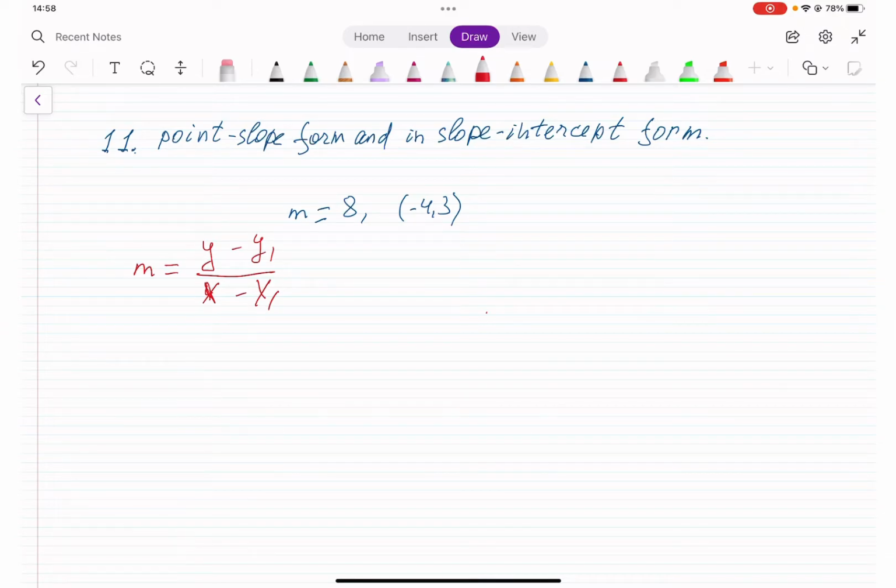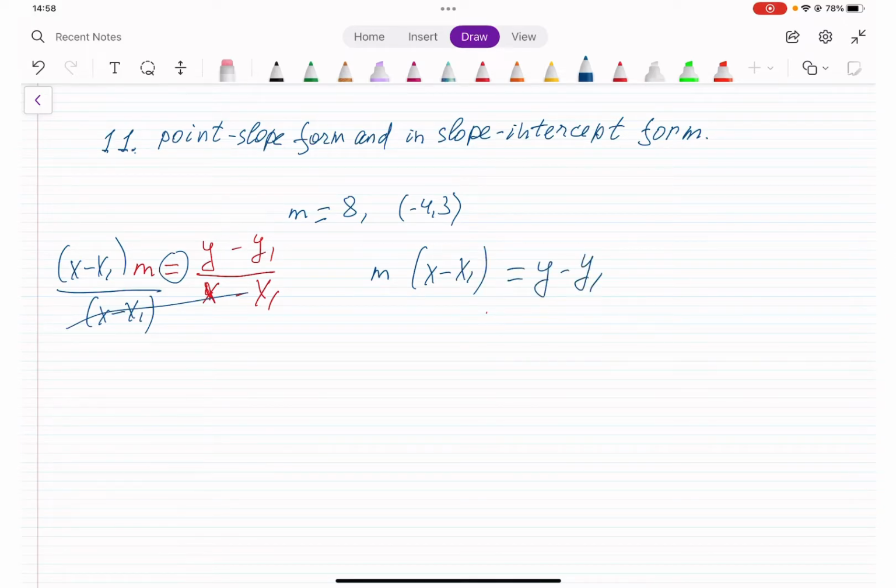So, let me show you how I'm doing this. If you are interested, you can watch. If you are not interested, you can move ahead. Since this is an equation, because we have an equal sign, the common denominator is going to be x minus x1, which means on this side I'm multiplying by x minus x1, here also x minus x1. Since the denominator is the same, we drop it out and we get m times x minus x1 is equal to y minus y1.